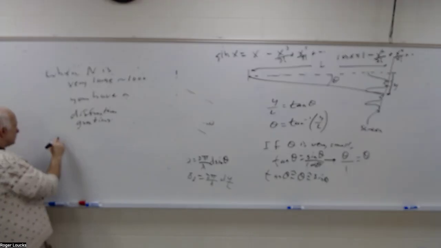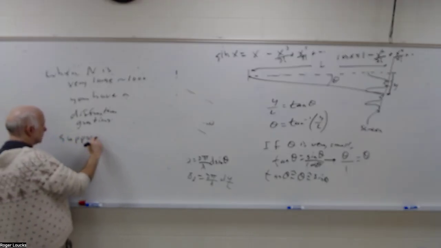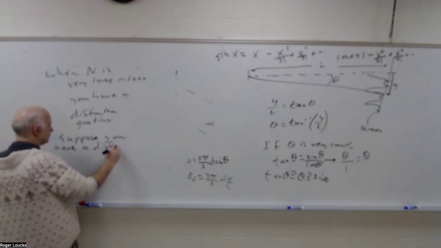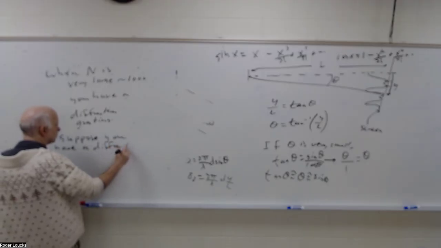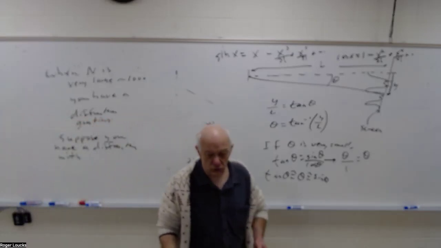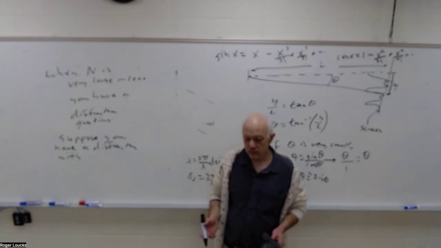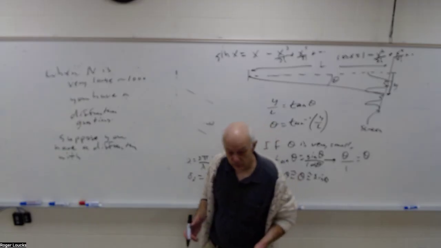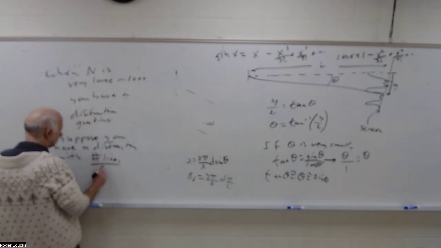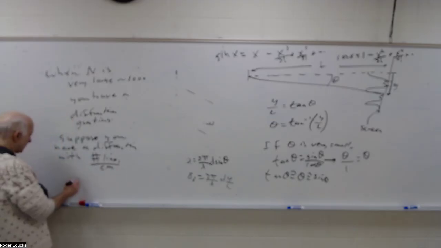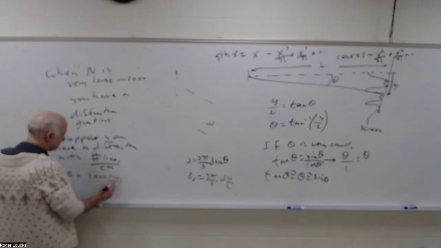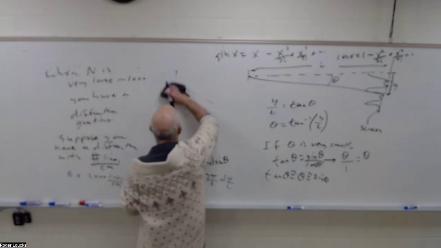Okay, so suppose you have a diffraction grating with, okay, for those of you who have used them, how do they specify a diffraction grating? They specify the number of lines per centimeter, usually. So for example, let's say you have 2,000 lines per centimeter. Okay, what does that mean?